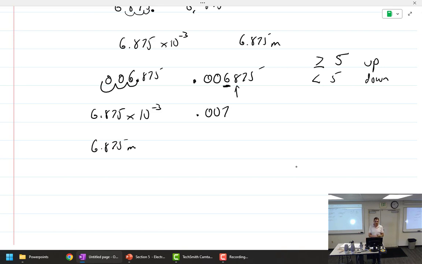So yeah. Is there a more correct way to write it, if you wrote 0.006875 or if you wrote 6.875 milli? Would one of them be more correct than the other? No. I would say no.